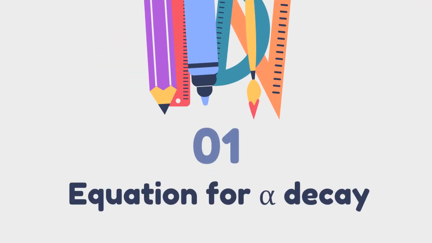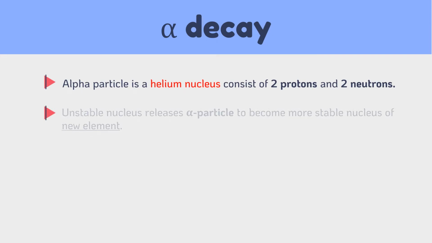We will now start with the first one, which is the equation for alpha decay. Alpha particle is a helium nucleus consisting of two protons and two neutrons, making the nucleon number 4, which is why it is called helium-4. The unstable nucleus releases an alpha particle to become a more stable nucleus of a new element.